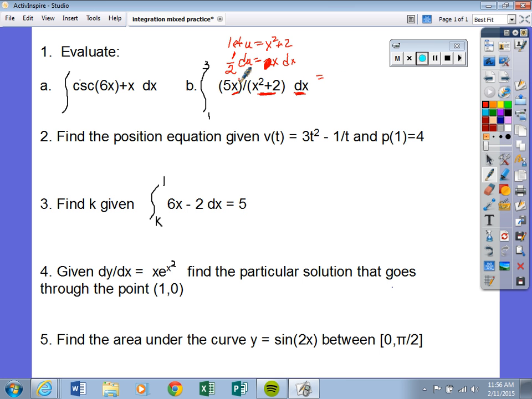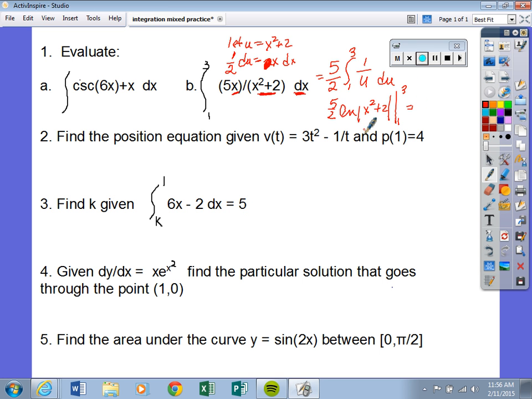So that 5, since it's just a coefficient, I'm just going to bring it out in front of the integrand, and then that 1/2 I'm also going to bring out in front of the integrand. And so what will be left here is just a 1 over u du. And it's still a 1 here and a 3 here. Okay, so this is what I'm trying to reason through. Now the integral of 1 over u is just the natural log of u, and then I'll put my u back into the problem. So it's going to end up being 5/2 natural log of the u, which is x squared plus 2. And that is all from 3 to 1.